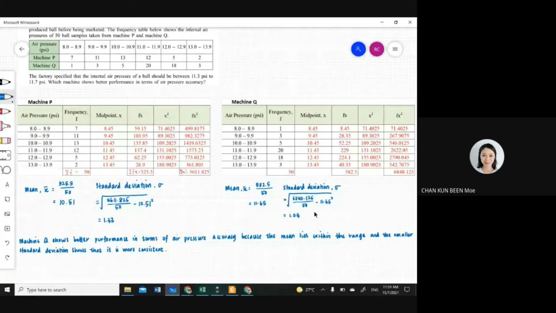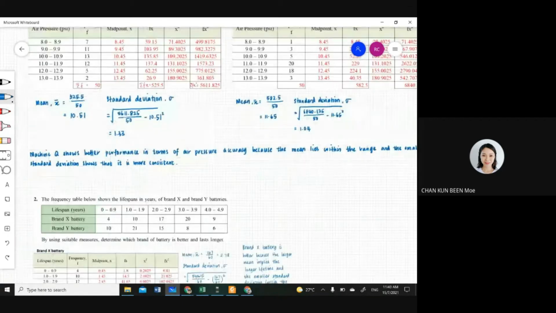If you compare the standard deviation, this is 1.04, this is 1.33. The lower the standard deviation, the better. It shows that it is more consistent. So the smaller the standard deviation, the more consistent. Is the answer correct for both the mean and the standard deviation? Yes. Then I move on to the second question.